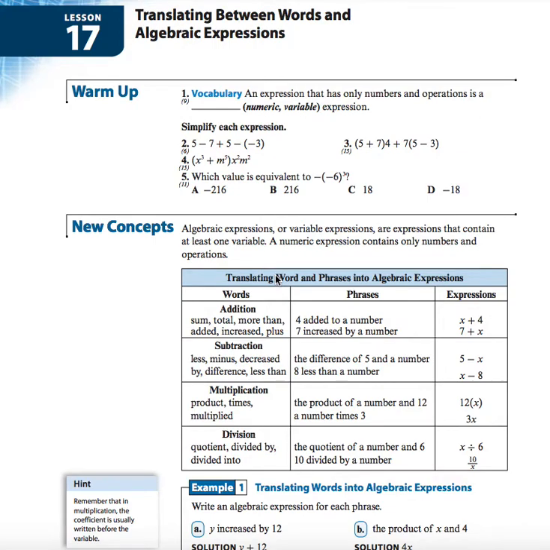Lesson 17, translating between words and algebraic expressions. Today, our new concepts, we're going to take a look at a number of the ways in which we can translate a mathematical expression or a mathematical operation into a way it's written out in word form. By the end of our lesson today, our goal is to be able to translate from the expression to word form or from the word form to the expression back and forth so that we can use this as a common language when solving algebraic expressions.